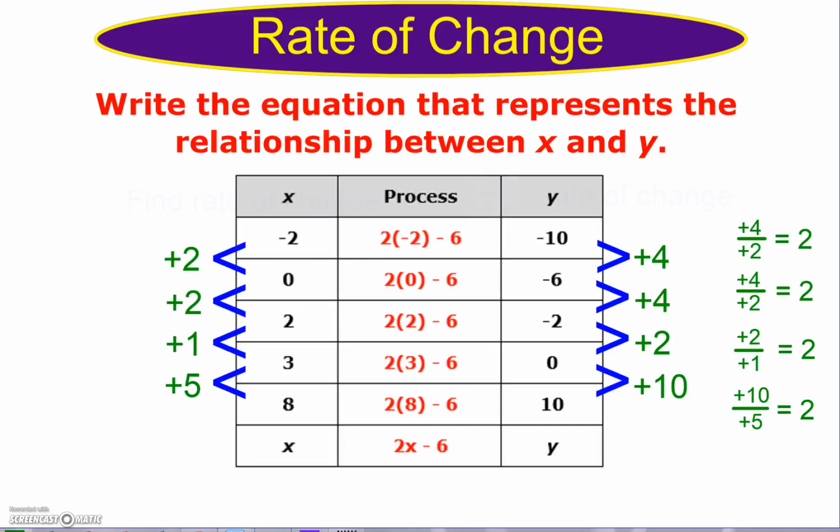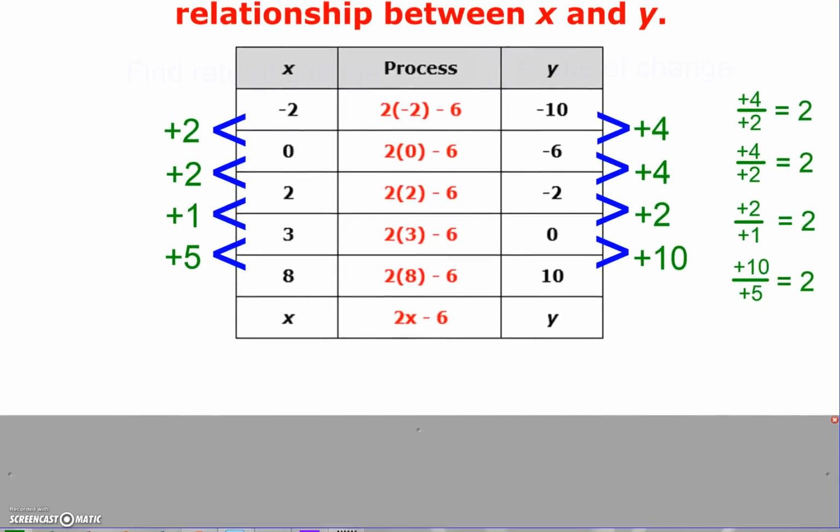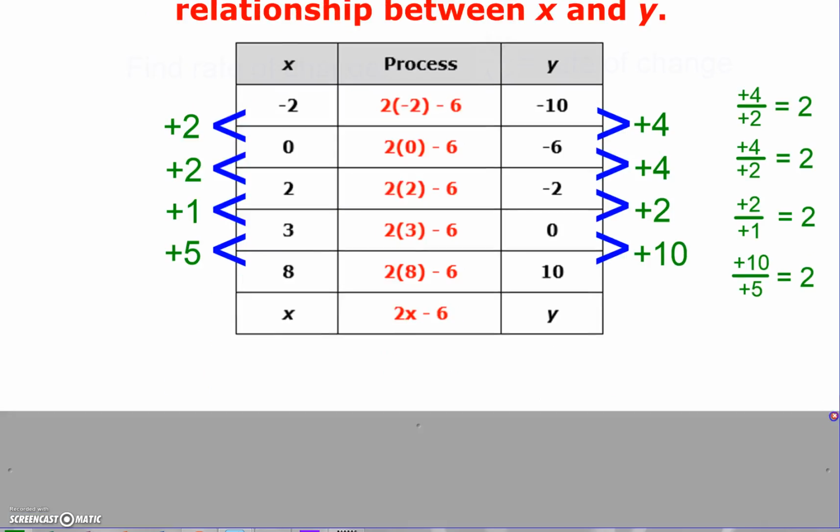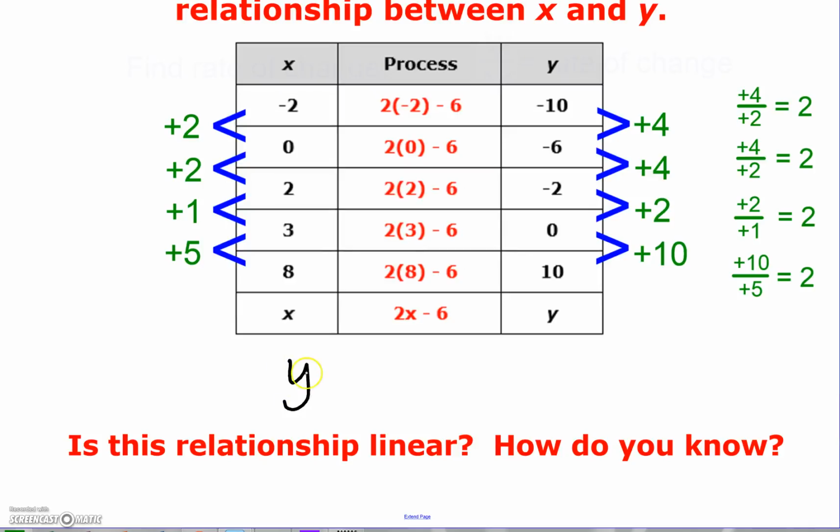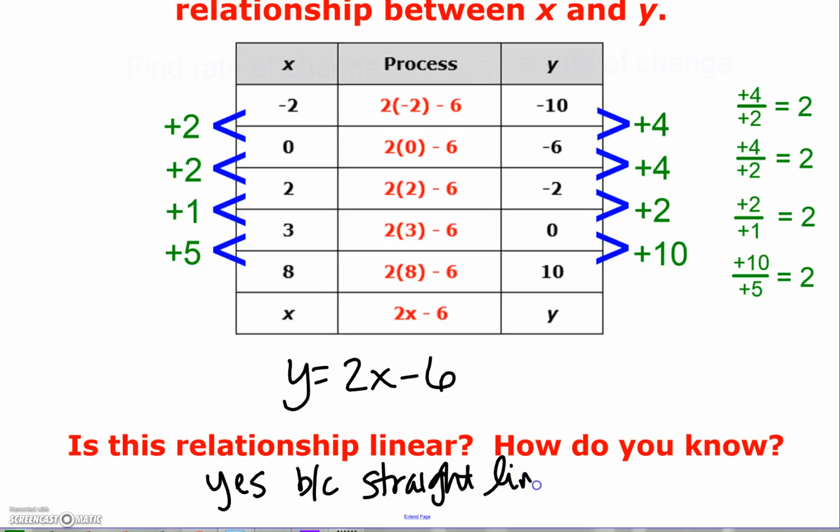So write the equation that represents the relationship between x and y, and we just did that. Y equals 2x minus 6. And is it linear? Yes, it's linear because it has a straight line and a constant rate of change. Make sure you are taking these notes.